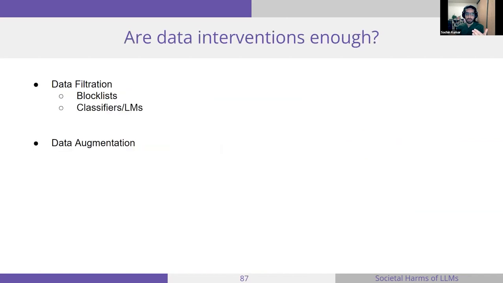Okay, so we looked at two kinds of data interventions. One is data filtration based on block lists, or more sophisticated models, or data augmentation. And both of them have their pros and cons, like I mentioned. I'll describe them in more detail in the next couple of slides.